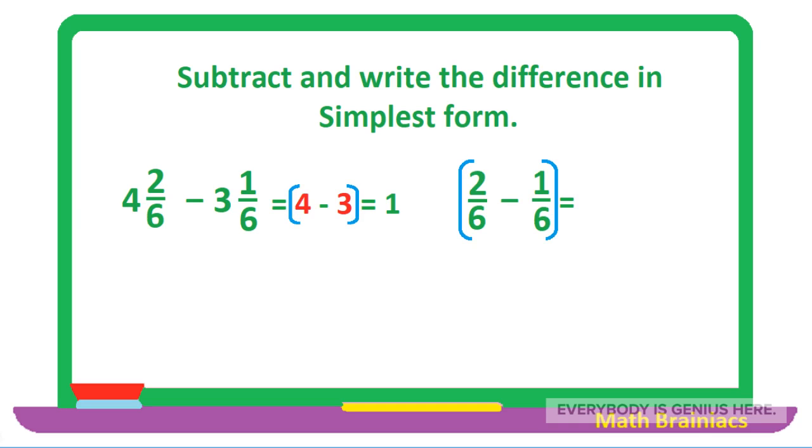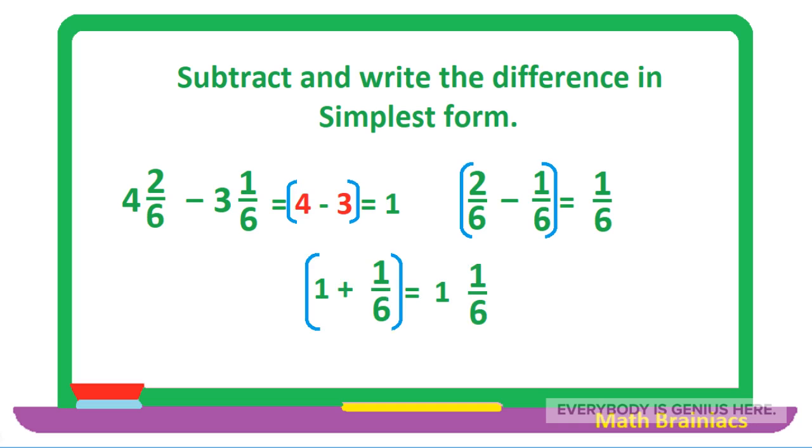After working on the whole numbers, we can move now to the fractions. Therefore, 2 over 6 minus 1 over 6. You can see that the denominators are the same. So, we can subtract the numerators right away. Correspondingly, 2 minus 1 will give us 1. Therefore, our fraction is 1 over 6.